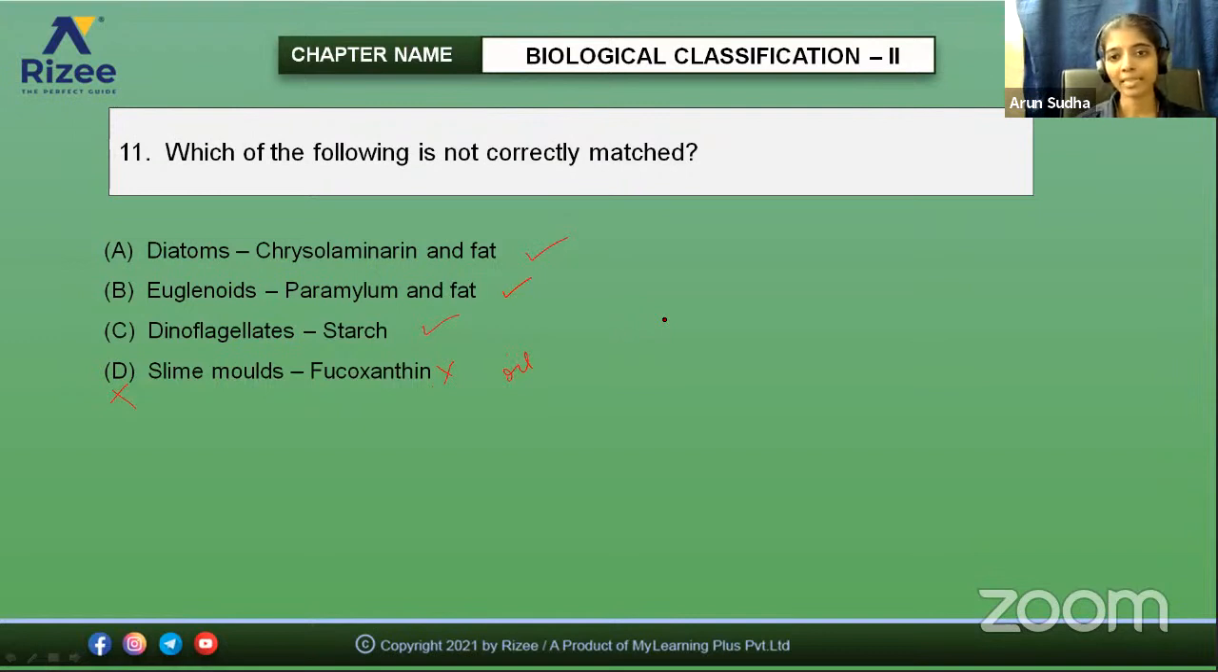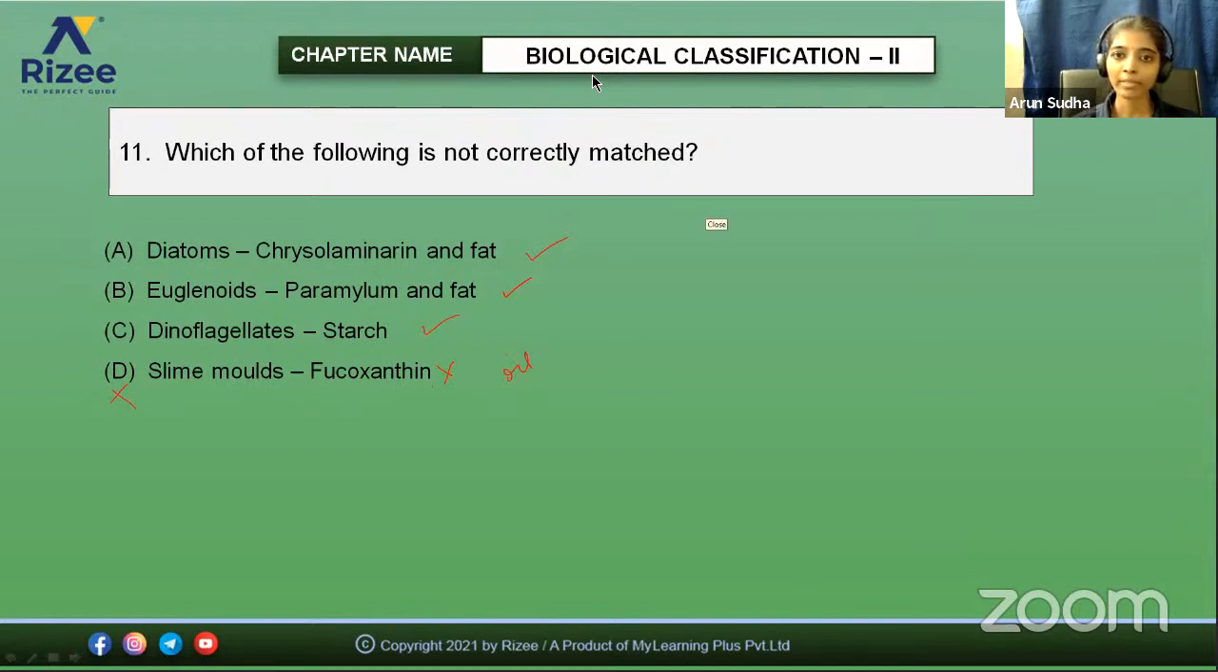While studying the names, just write them down. First, Chrysophytes and what are the names. Keep reading those names daily, so that it will be easy for you to memorize them. Because the terms like Euglenoids and Chrysophytes may be a little confusing. Just keep writing and it will be easy for you to study. So I hope you are clear with this.